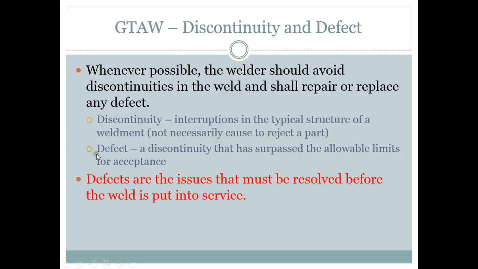Now on the other hand, a defect is a discontinuity that has surpassed the allowable limits for acceptance. So in an inspection, a quality control person could say, okay, we have a discontinuity of a crack, and the allowable limit is 1/8 of an inch per crack in an inch of weld. And if we have a crack that goes over 1/8 of an inch, that discontinuity now becomes a defect because it's past the allowable limits. Here's a point highlighted in red. Defects are the issues that must be resolved before the weld is put into service. That's defects, not discontinuities.